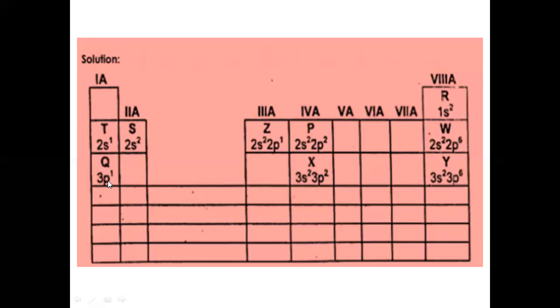So in this way you can assign the position to all the elements. The n value will decide the period number, and the number of electrons present in the outermost shell will decide the group number.